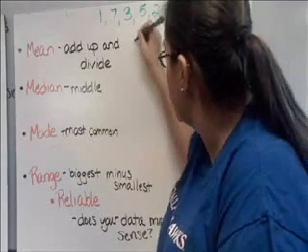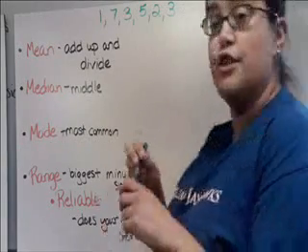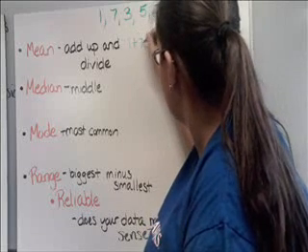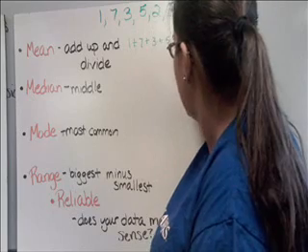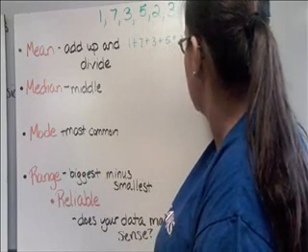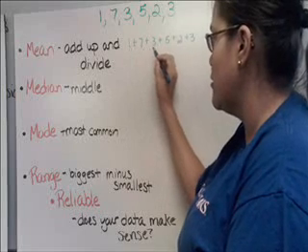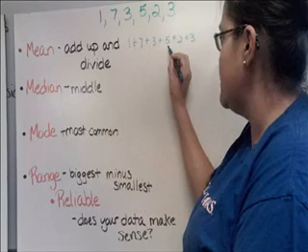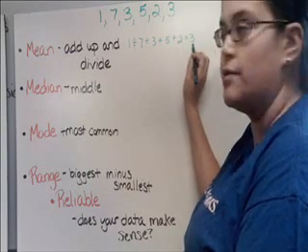So 1, marker doesn't work. I'm going to do this in blue because my green ran out. 1 plus 7 plus 3 plus 5 plus 2 plus 3. So 1 plus 7 is 8. 8 plus 3 is 11. 11 plus 5 is 16. 16 plus 2 is 18. And 18 plus 3 is 21.